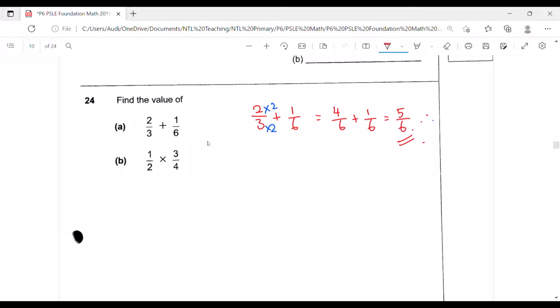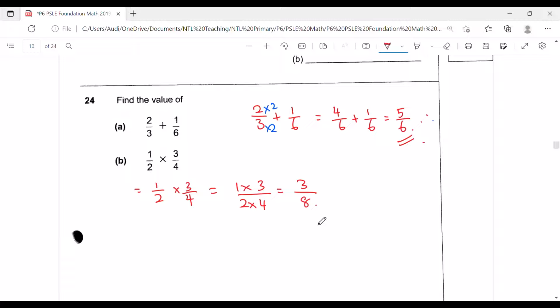Part B. Now when we multiply, the denominators do not have to be the same. We only have to make sure that the denominators are the same when we plus or when we minus fractions. When we times or we divide, the denominators don't have to be the same. So this is actually 1 times 3 over 2 times 4. And so we get 3 over 8. This is our answer. We can't simplify anymore. So this is our final answer.